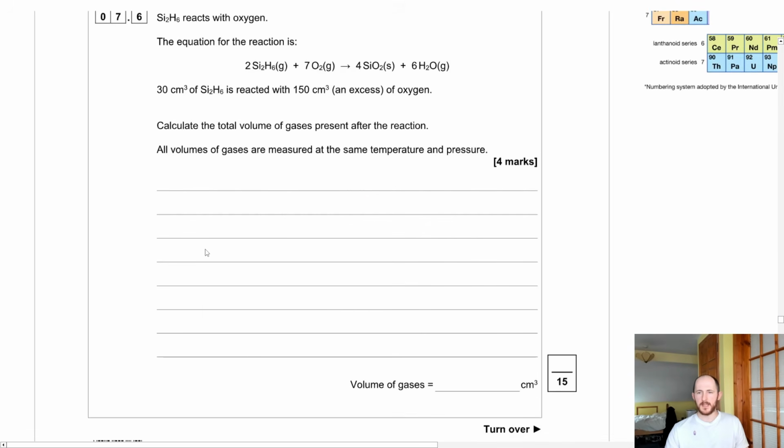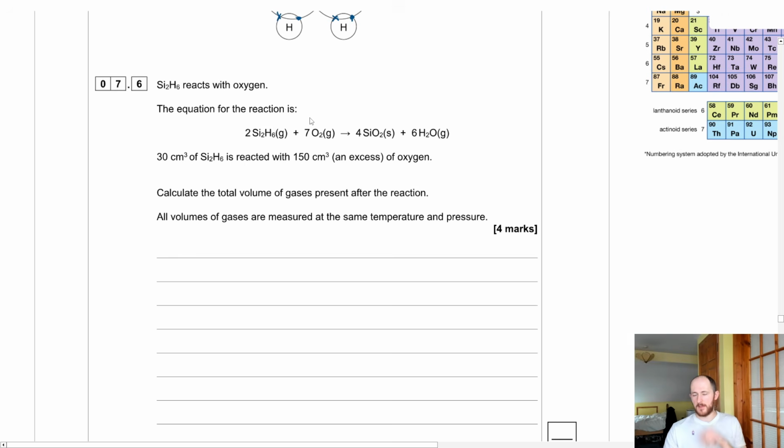Wonderful. Now we have a pretty beefy equation. And it tells me that 30 centimeters cubed of this compound is reacted with 150 centimeters cubed, an excess, of oxygen. Calculate the total volume of gases present after the reaction. All volumes of gases are measured at the same temperature and pressure. So, here we're once again using the equation to help us out. And there's quite a few numbers.